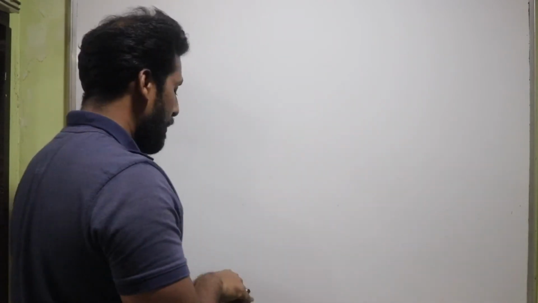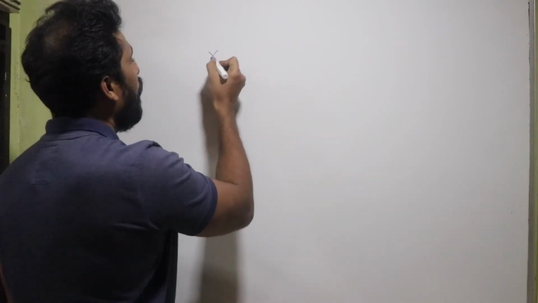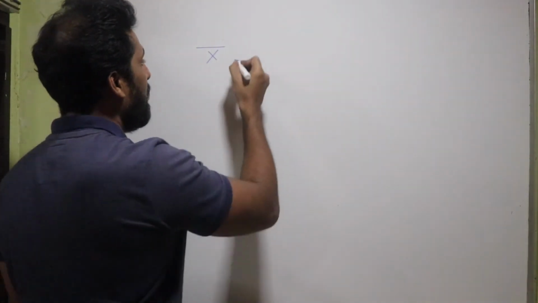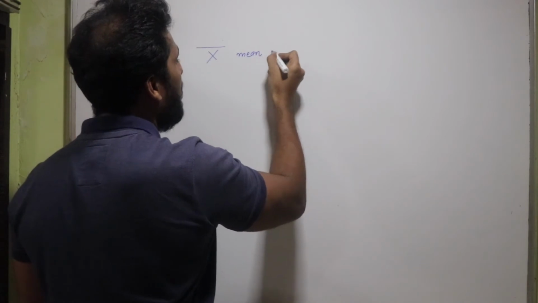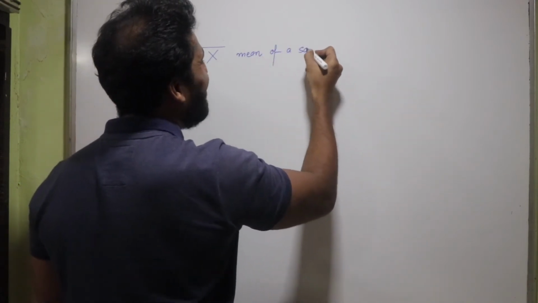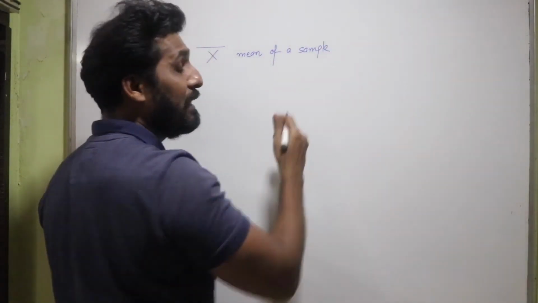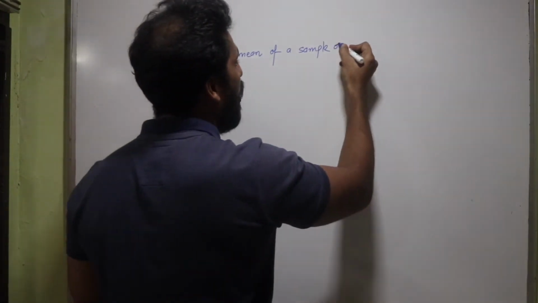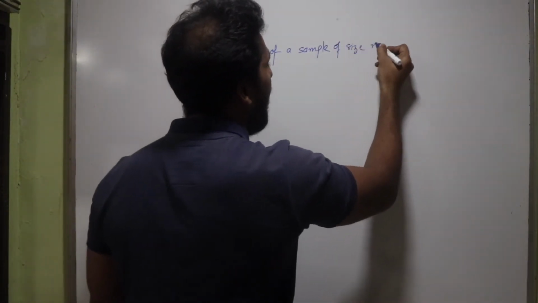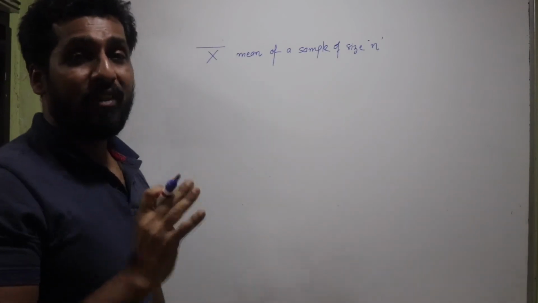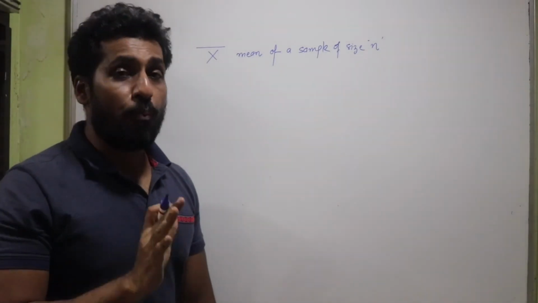So students, now let's begin with the corollary of the Lindeberg-Levy theorem. The corollary states something like this. If you have x bar as the mean of a sample, x bar is the mean of a sample of size n. Now understand, if you have a sample, that means there is definitely a population.